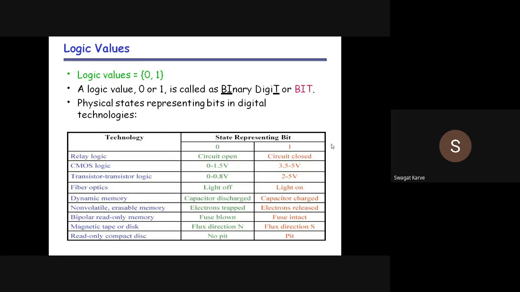Okay, this is for the digital design, or to understand the digital logic.